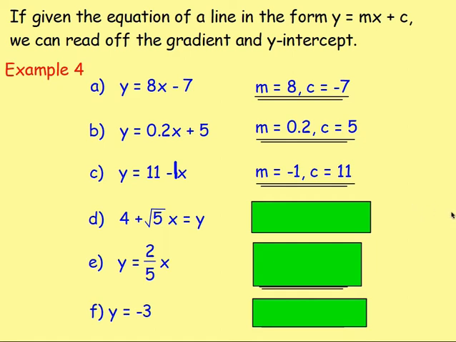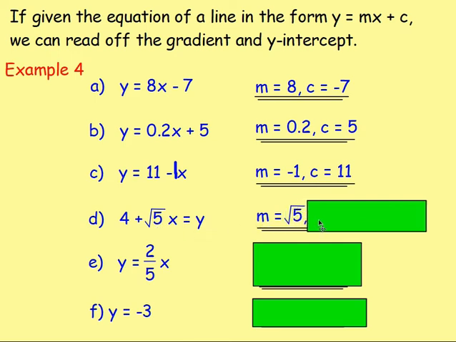Well done. With D, 4 plus root 5x equals y. This time all I've done is instead of writing y equals, I could just have written y equals 4 plus root 5x and moved the y equals to the other side. It makes no difference. Really, you've got the 4 plus root 5x. Again, you need to state both the gradient and the y-intercept. What would you have, Faith, for the gradient? What would m be? Brilliant, it would just be root 5. That is what you're multiplying x by. You're multiplying it by root 5, so that is your gradient. And the y-intercept, what do you think for that, Sanjita? Perfect, that's just going to be 4. Well done.